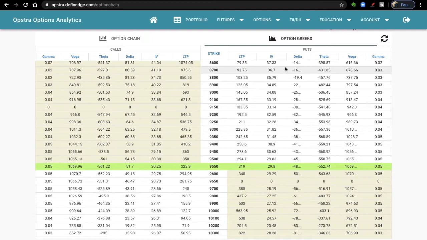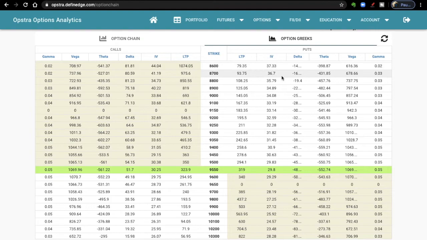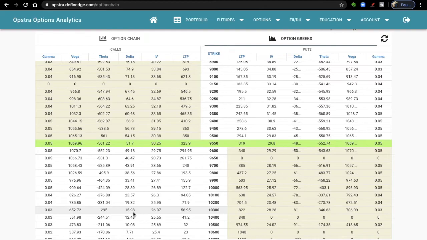And on the call side, 16 delta is about 10,300. So we can assume that if we sell the 8700 put and the 10,300 call, because both of them have a delta of about 16, there is a high probability, which is 84% probability of profit in this particular strangle. So this is what the 16 delta strangle rule is in practical terms.